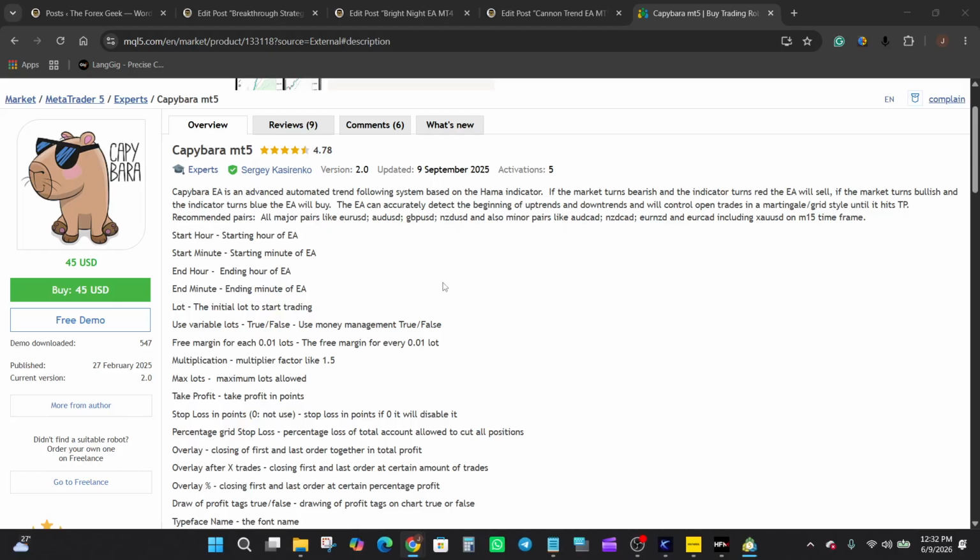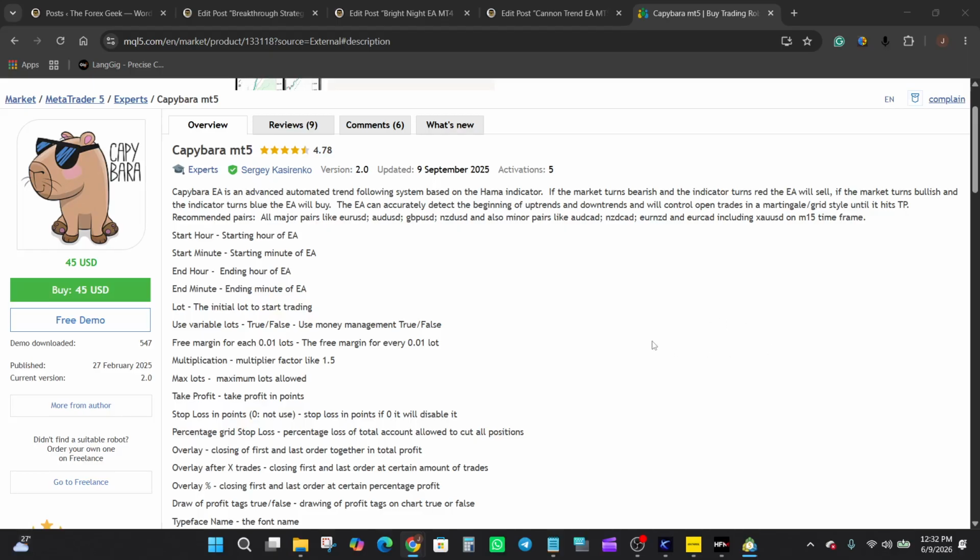So I'm now on the MQL5 Marketplace page for Capybara EA, and right away I can see this is developed by Sergey Kasirenko with version 2.0 updated on 9th September 2025. And it currently has 5 activations. All right.